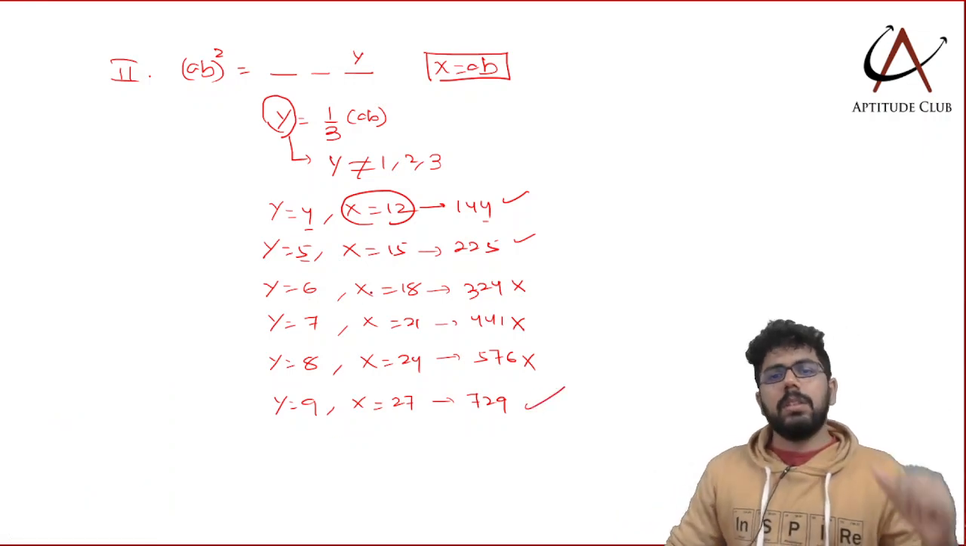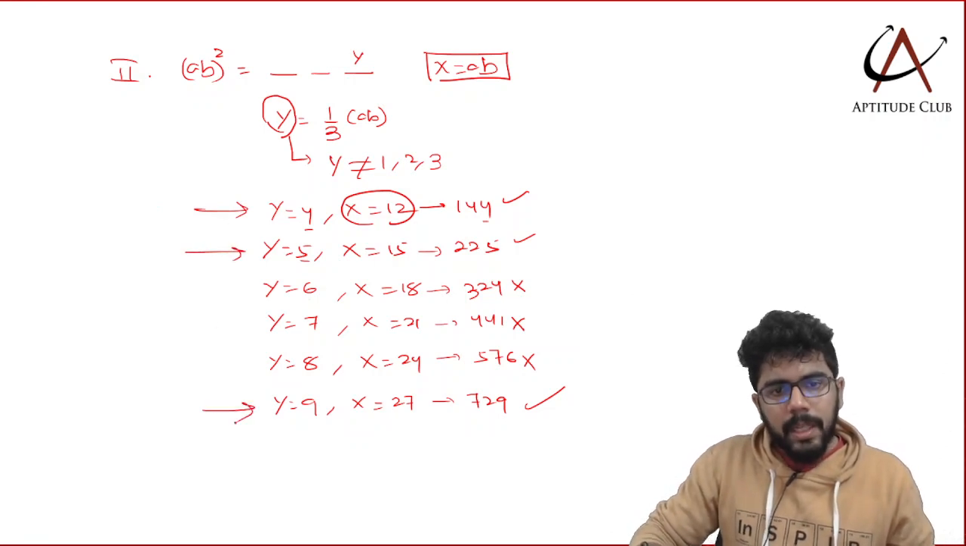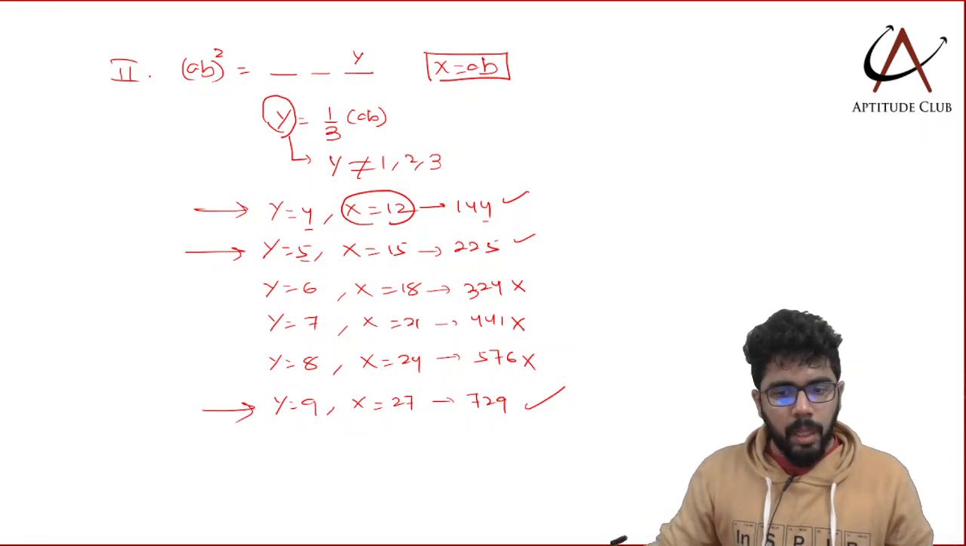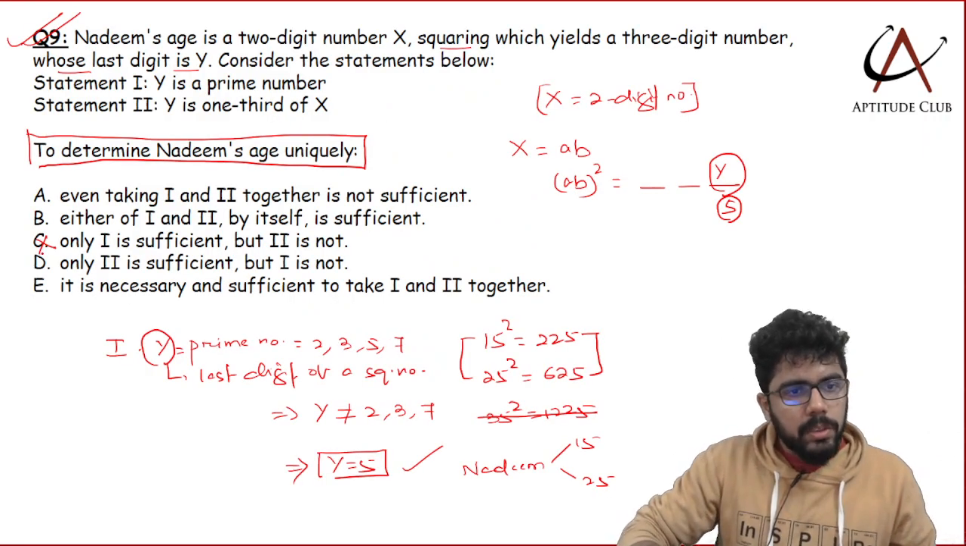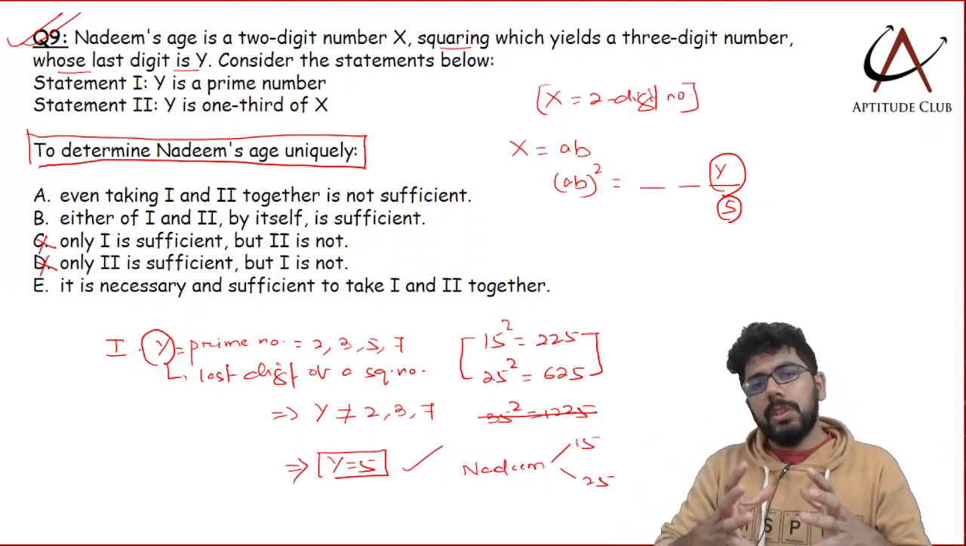Now if I ask what is the age of Nadim, it could be this, it could be this, or it could be this. I have 3 cases now. Can I determine Nadim's age uniquely? Again, no. So statement 2 alone is not sufficient, so D is also rejected. So ideally what is the next step? You combine both the statements.